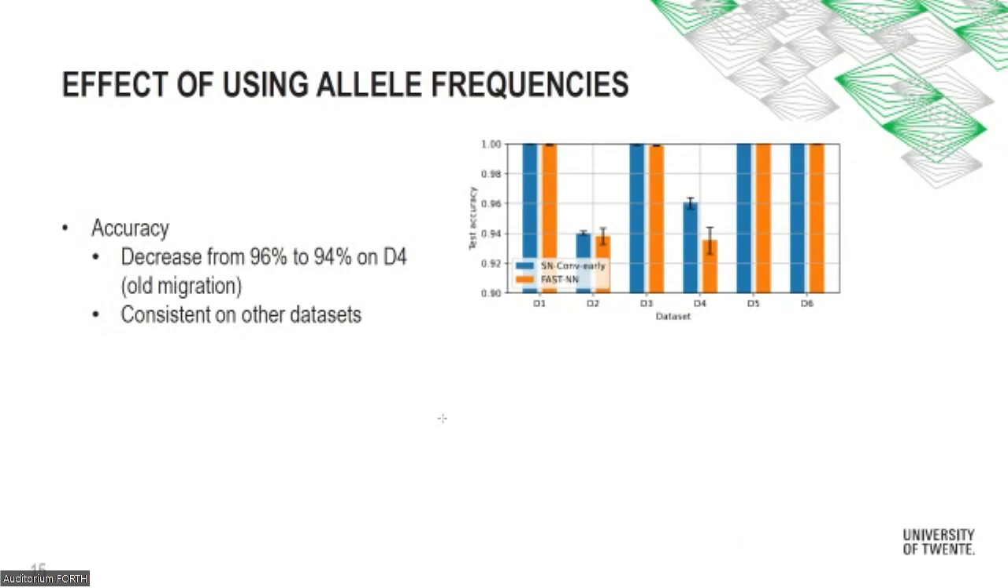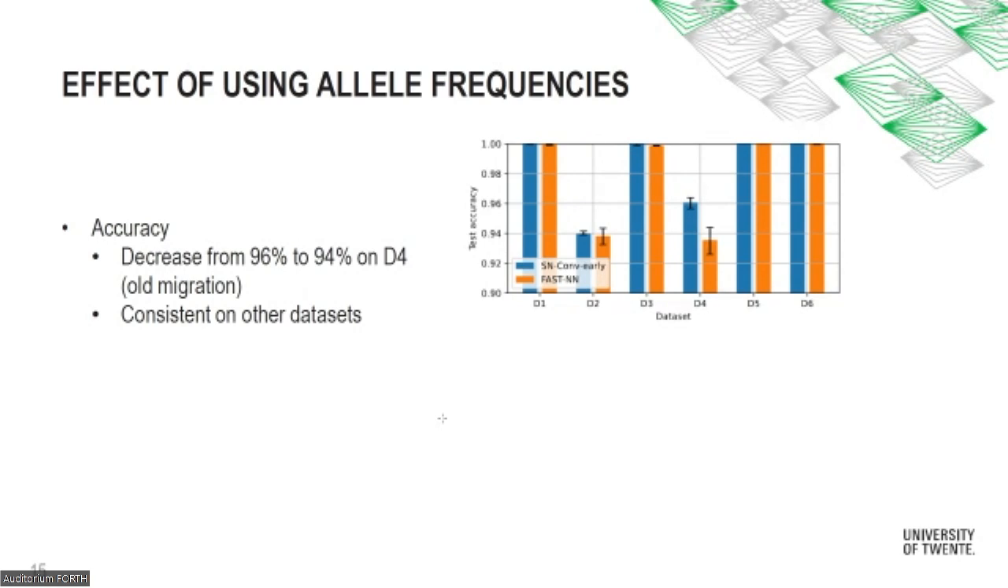So then using derived allele frequencies instead of the entire SNP matrix, if we compare the model using the early fusion of the SNP positions with a model that uses the derived allele frequency and early fusion of the SNP distances, we see that using only derived allele frequencies on almost all datasets, the accuracy stays the same. We only have a slight drop in accuracy on one dataset over here, which is from 96 to 94% accuracy.